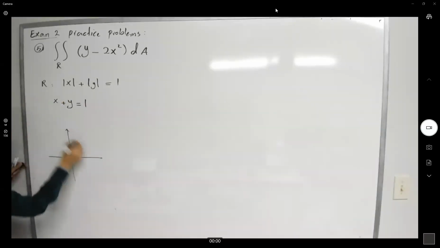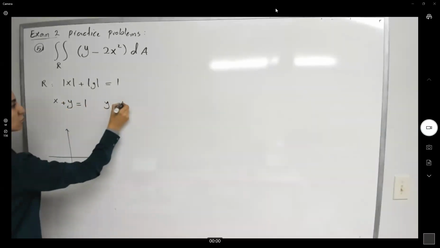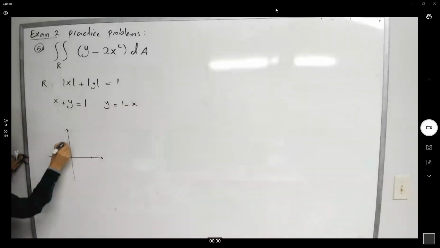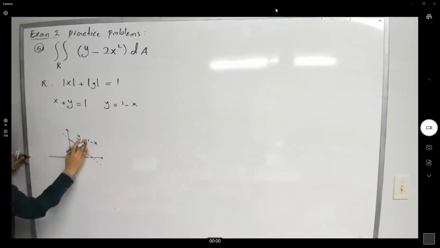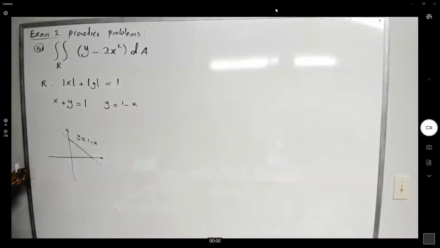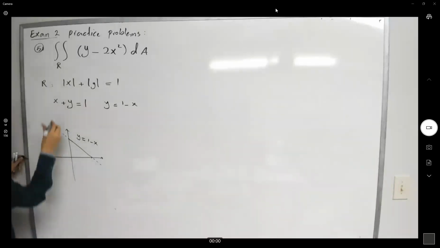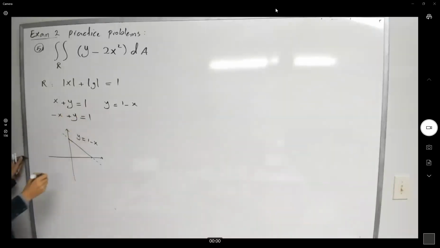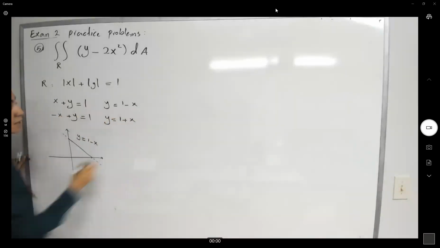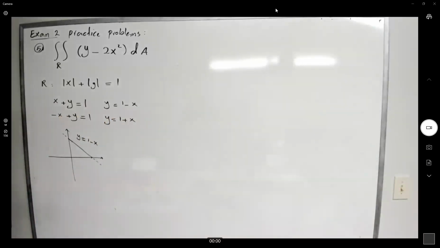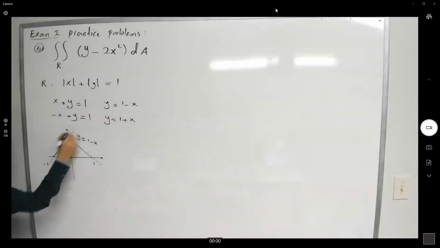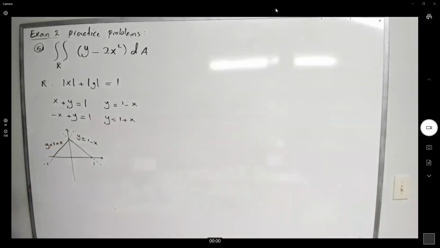Let's take a look at this. What is this line? y equals 1 minus x. Well, this line is going to be just right here. y equals 1 minus x. Okay, absolute value of x can be negative x. Negative x plus y equals 1, or y is 1 plus x. 1 plus x. Very good. So here we're going to have an increasing line, and this is 1, negative 1. So this is the graph of y equals 1 plus x.